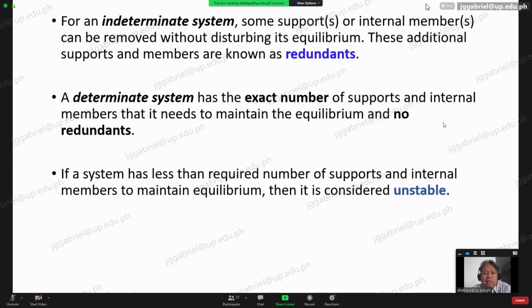A determinate system has the exact number of supports and internal members that it needs to maintain equilibrium, and no redundancy. When our system is determinate, we have no redundancy. When one member or one support fails, our system becomes unstable. Of course, architects and engineers wouldn't want that, a structure that fails easily. It says if a system has fewer than the required number of supports and internal members to maintain equilibrium, then it is considered unstable.